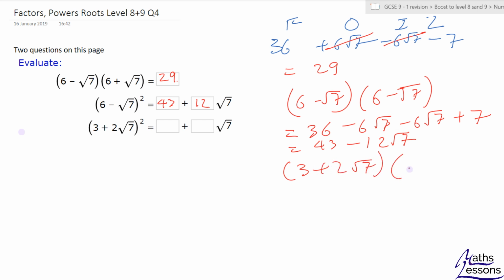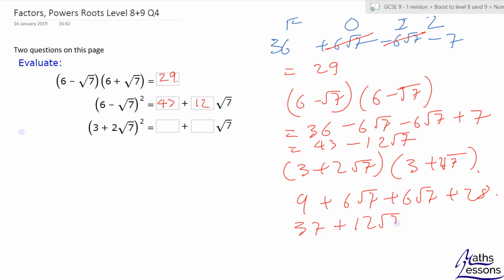Don't forget to write it like this, or know that it's this. Easy mistake to make. So we're going to get 9. We're going to get 3 times 2 root 7, 6 root 7 again. Another 6 root 7. And then we're going to get 4 times 7, which is 28. 9 plus 28 is 37. Plus 12 root 7. So we get 37 plus 12 root 7.